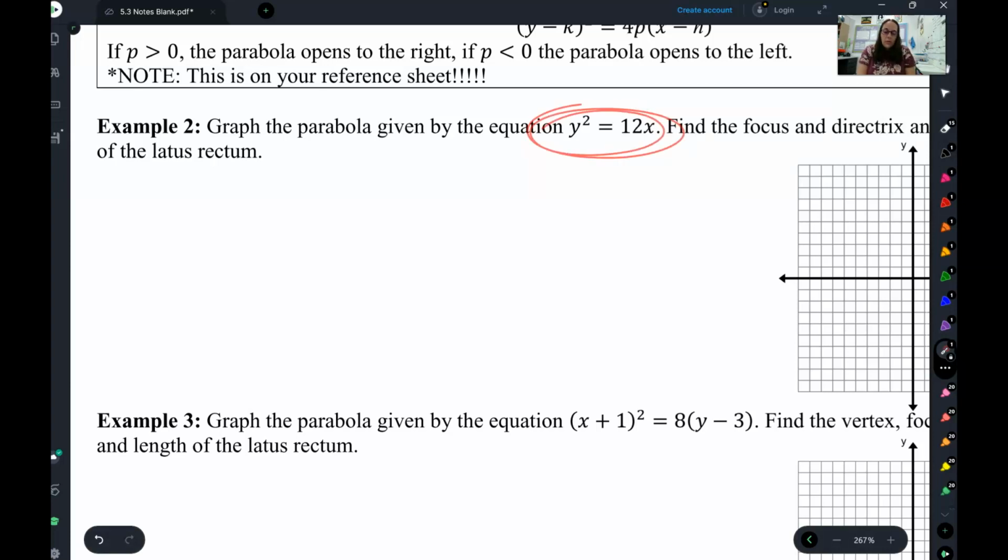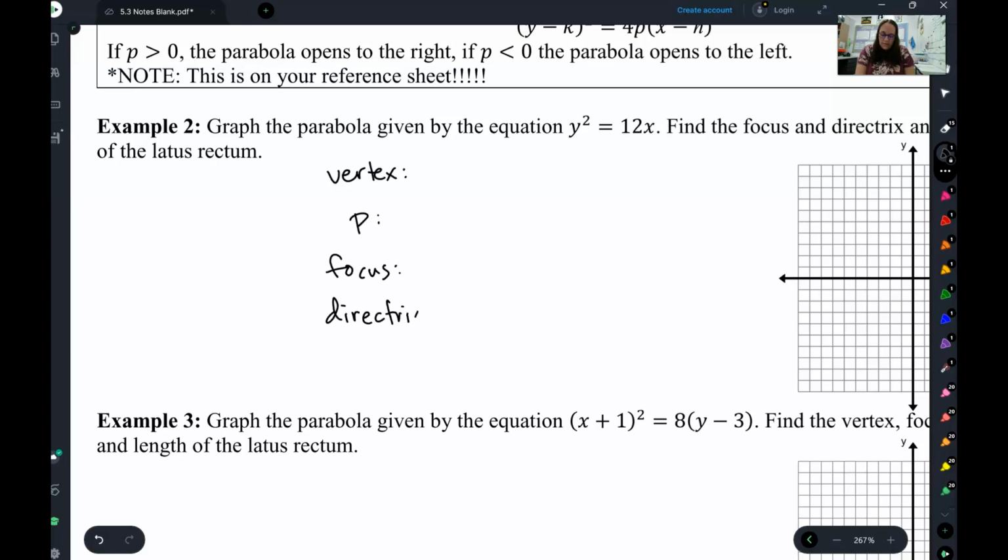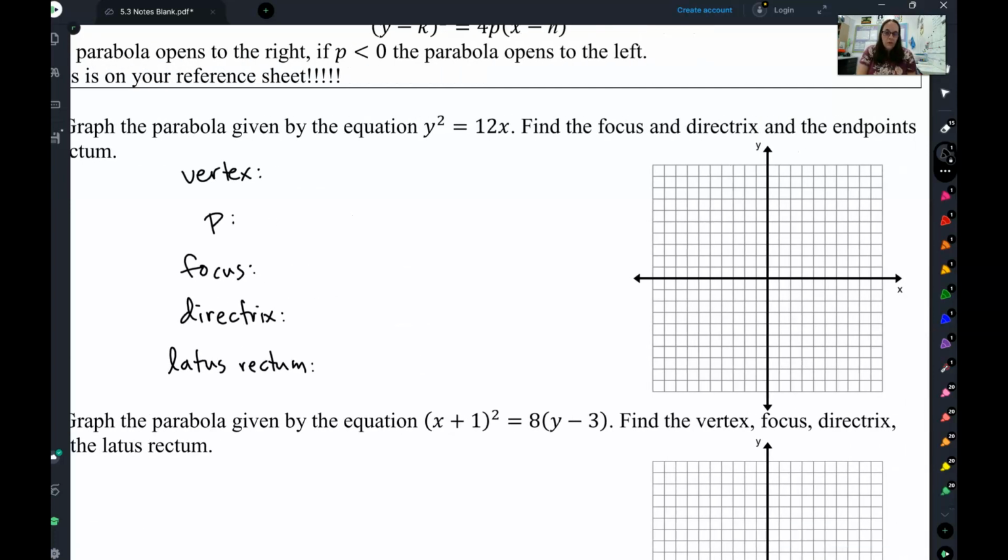So here's our equation. You need to label our 5 things: vertex, P, focus, directrix, and latus rectum. You also need to say what direction our parabola is going to face based on the equation. So, having all of that and having practiced one already, I would like you to pause the video now, try this out on your own, and then come back to check and see how you did.